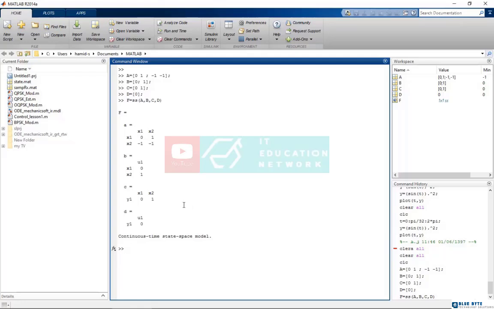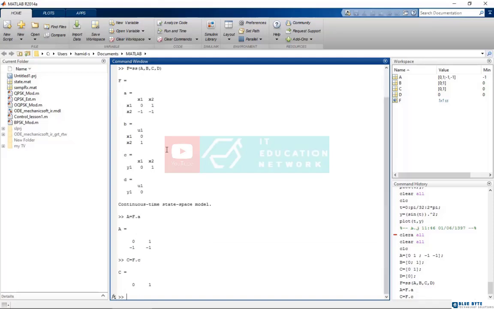Now I can separate any of these matrices. It means that I want to consider the inverse mode of it. In doing so, for example, to find matrix A, you can type A equals F times A, or for matrix C, or you can use this code if you want all of these matrices. It defines all of the matrices.